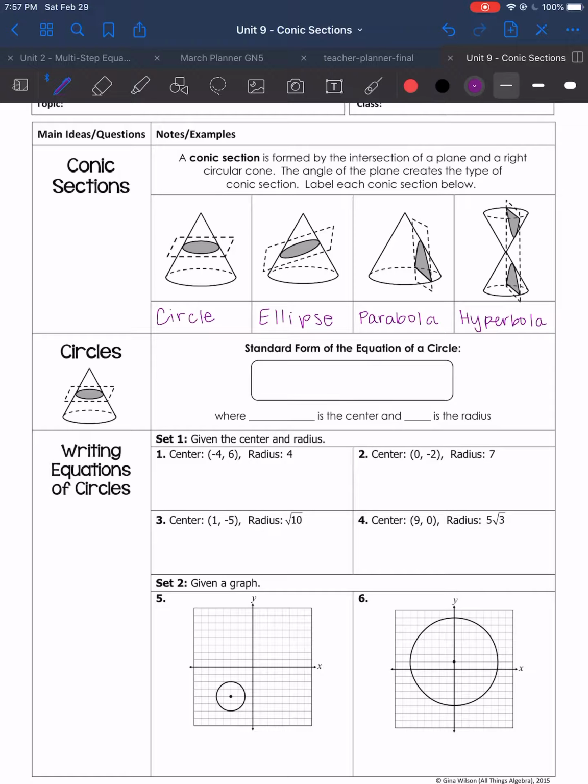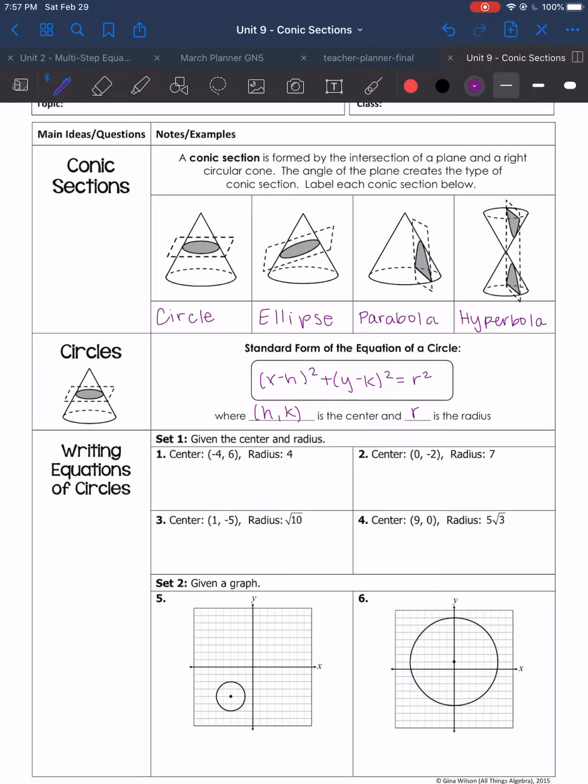We're going to talk a little bit about circles. So the standard form of the equation of a circle is (x minus h) squared plus (y minus k) squared equals r squared, where (h, k) is the center and r is the radius of your circle.